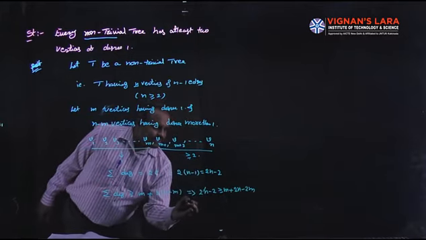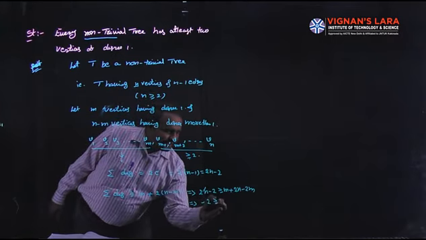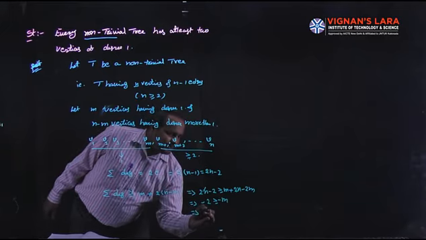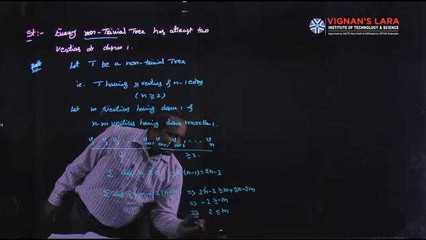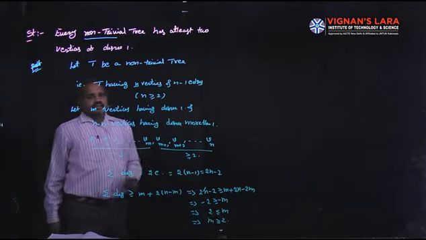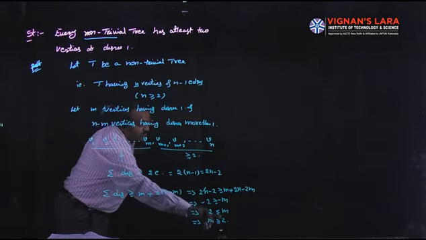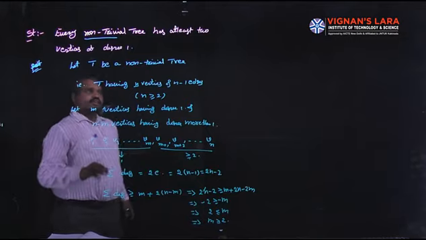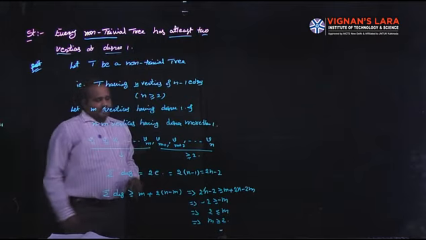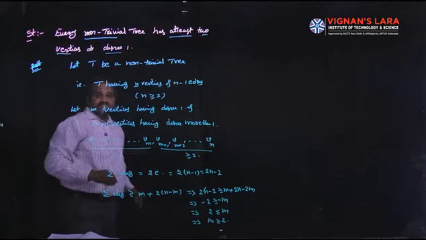2n gets cancelled. What is remaining? Minus 2 greater than or equal to minus m. Multiply by minus inside, so 2 less than or equal to m, which is nothing but m greater than or equal to 2. m greater than or equal to 2 means m vertices having degree 1, that means a minimum of 2 vertices having degree 1. That means, by definition, at least 2 vertices having degree 1. Therefore, every non-trivial tree has at least 2 vertices of degree 1.